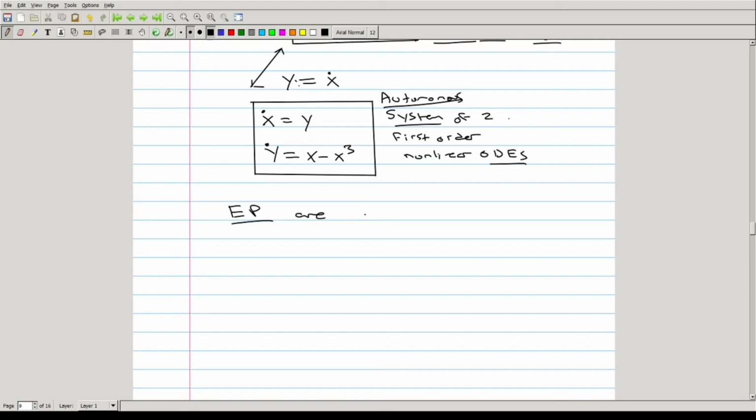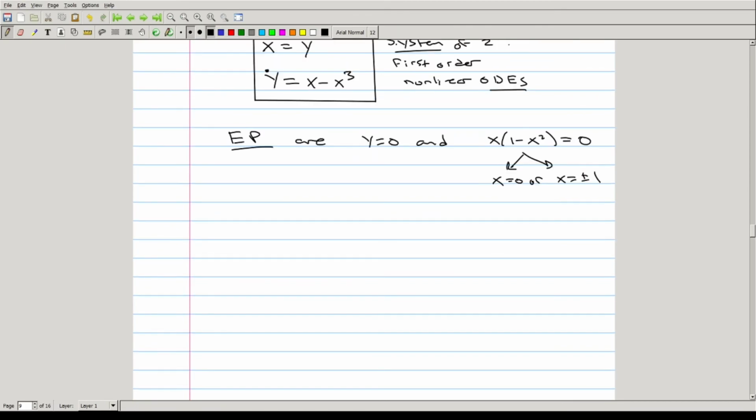Equilibrium points are where y equals 0 and where x times 1 minus x squared equals 0. And this can be satisfied in two ways. The first one is where x equals 0 or where x is equal to plus or minus 1. So to get an idea of what this phase space is going to look like, we have a two-dimensional space for our orbits. We're going to have three equilibrium points, one right here, and one right here.